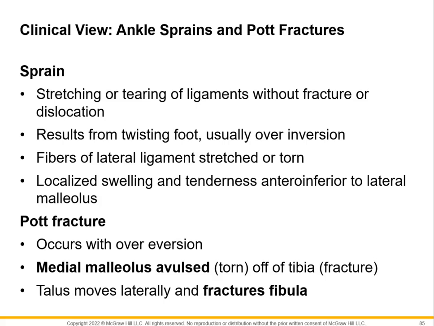Next, you have the Pott fracture. This occurs with over-eversion. The medial malleolus is avulsed, which means it's torn off of the tibia. This is a type of fracture called an avulsion fracture. The talus moves laterally and fractures the fibula. So you have a couple things going on there.